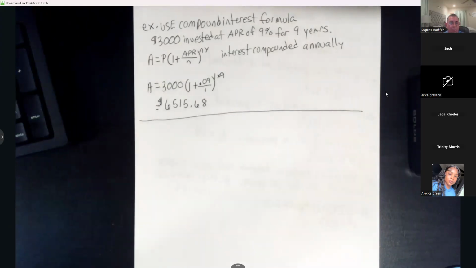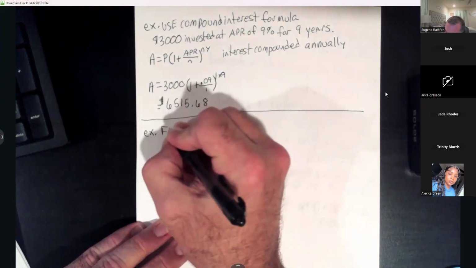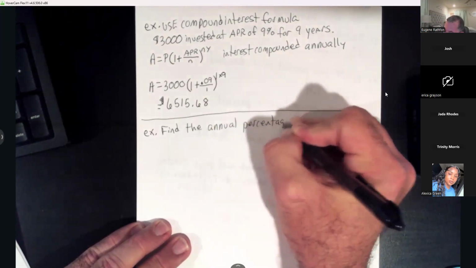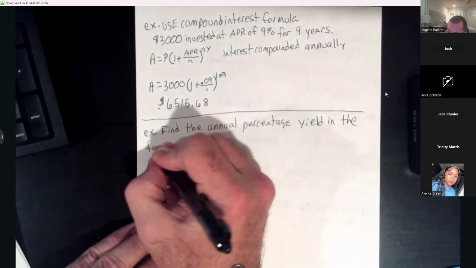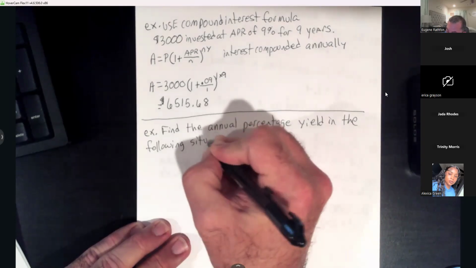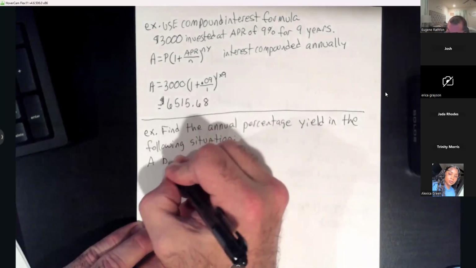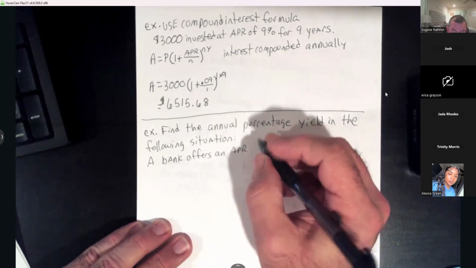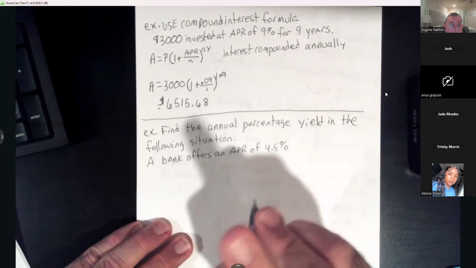All righty, y'all. So let me find another one that deals with that annual percentage yield. So we're going to find the annual percentage yield in the following situation. All right, y'all. So this one says a bank offers an APR of 4.5% compounded daily.